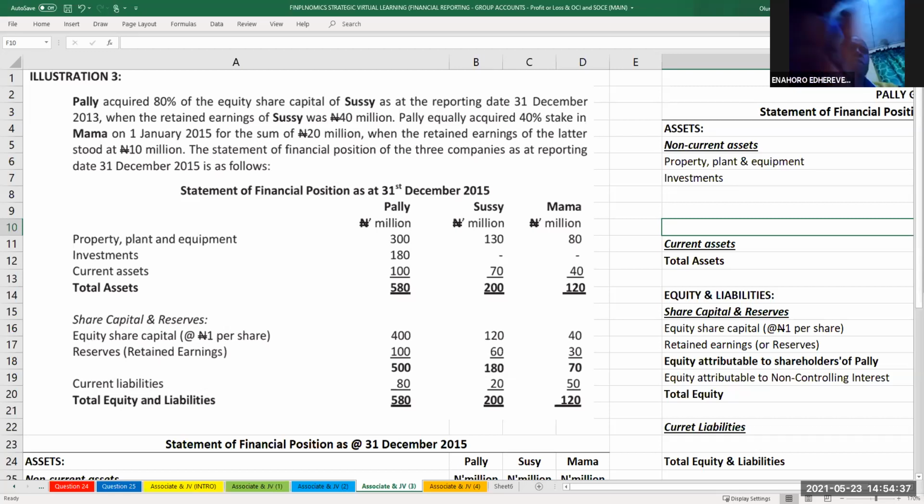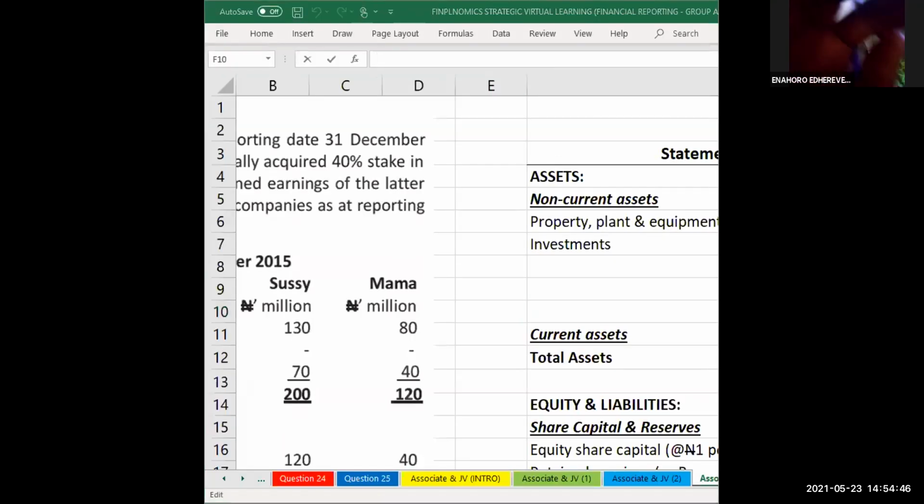Share capital and reserves. Equity share capital at 1 naira per share: Pali 400, Suzy 120, and Mami 40. I think that's what I saw there.